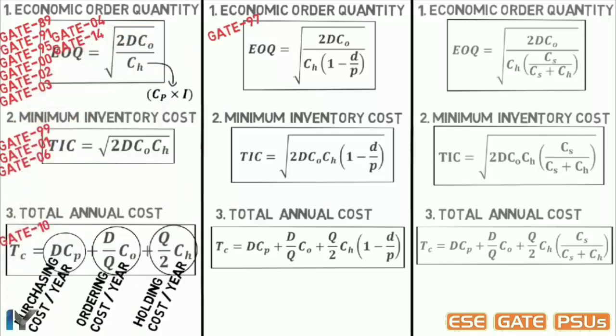In GATE 2014, another same question was there with all the given data. They asked to find out number of orders per year. So first find EOQ and then find number of orders by using formula demand upon EOQ.